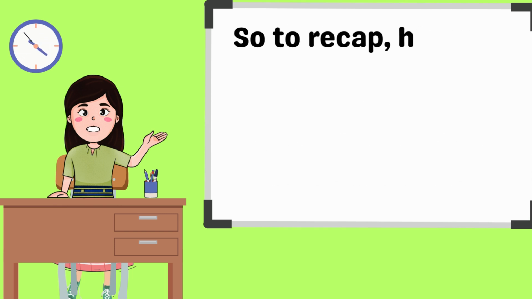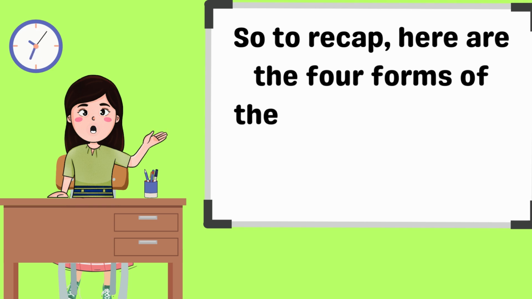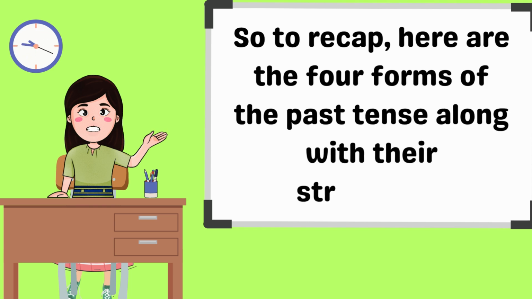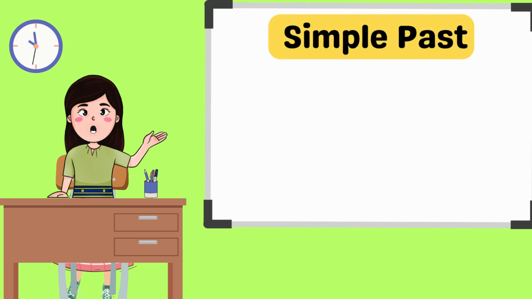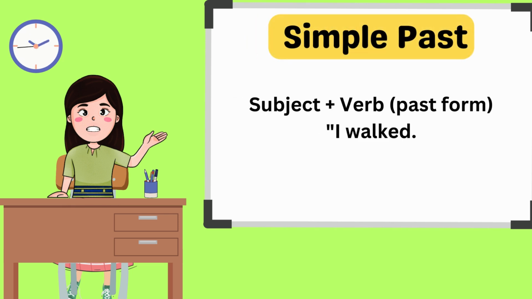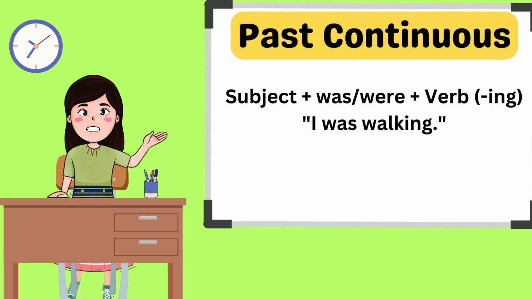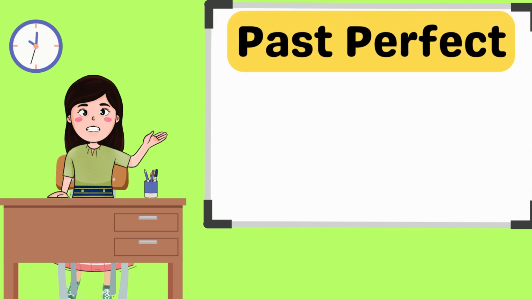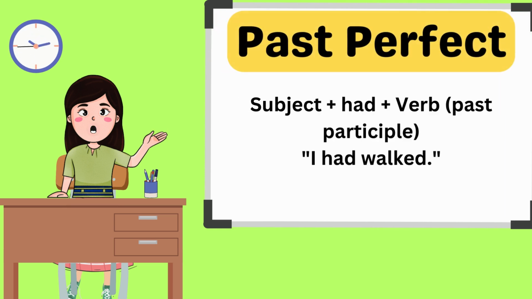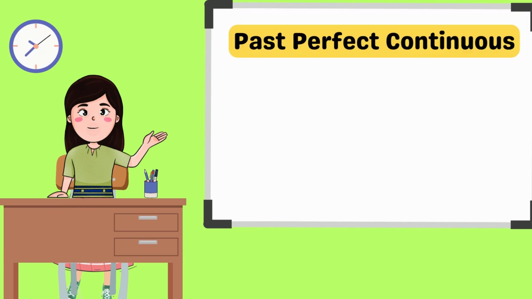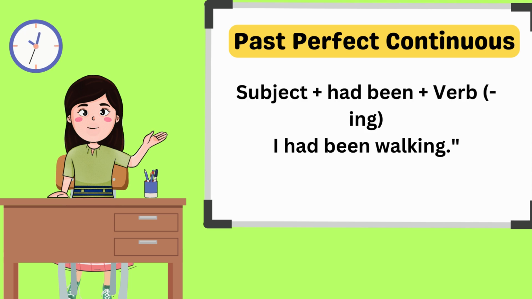So to recap, here are the 4 forms of the past tense, along with their structures. Simple past: subject plus verb, past form. I walked. Past continuous: subject plus was/were plus verb, ing. I was walking. Past perfect: subject plus had plus verb, past participle. I had walked. Past perfect continuous: subject plus had been plus verb, ing.